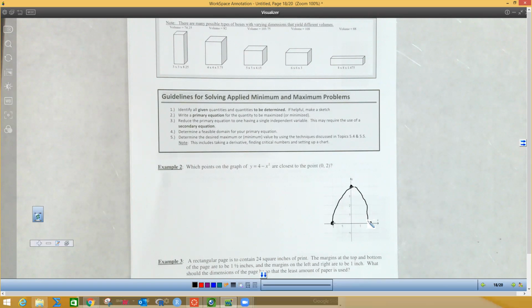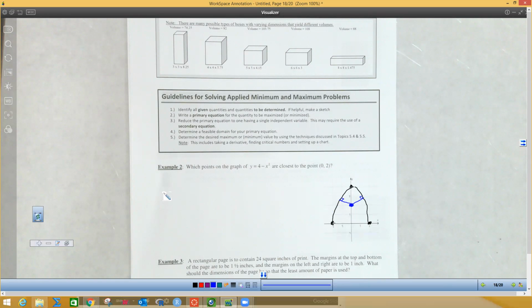That's not a perfect drawing, but you get the idea. And it keeps going, but I hope we can tell that from 0 to 2, or 0, 2 to somewhere over here, it's going to be closest somewhere in this area. Okay, this is what we want to find. We want to find what points are going to be closest to this point 0, 2.